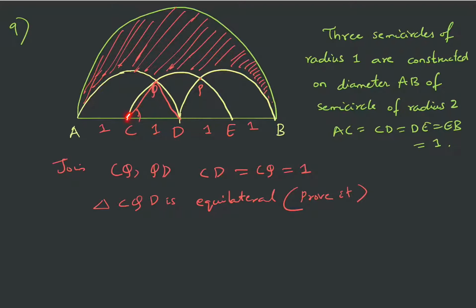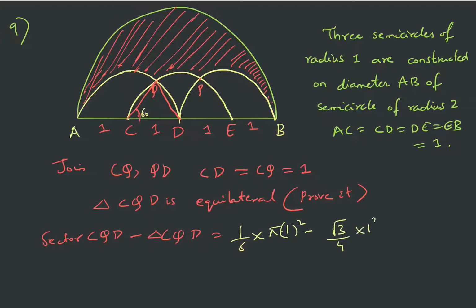Now what I am doing is I can find the area of this sector and I can subtract the area of this triangle, so I'll get this area. Okay, so area of sector CQD minus triangle CQD. So area of sector is, since it is 60 degrees, 1/6 of pi r square, minus the area of equilateral triangle, which is root 3 by 4 into r square. So this gives me this area. Okay, so I have got this area, the green one.